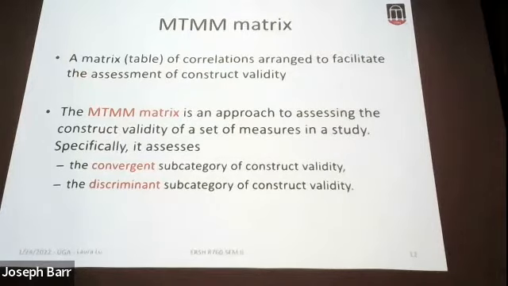This is a table. Actually, it's just a correlation table, but we have different columns and different rows to show different traits and different methods. Both of these, either convergent or discriminant, belong to construct-related validity.